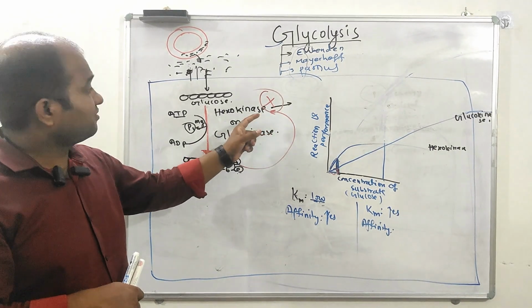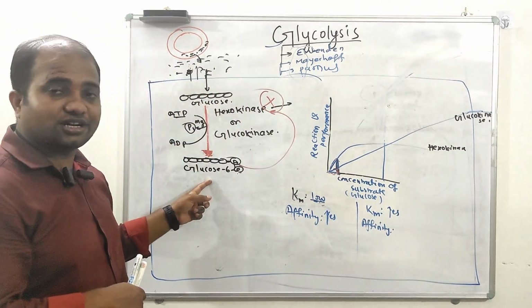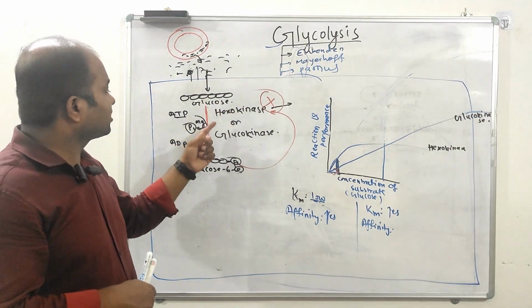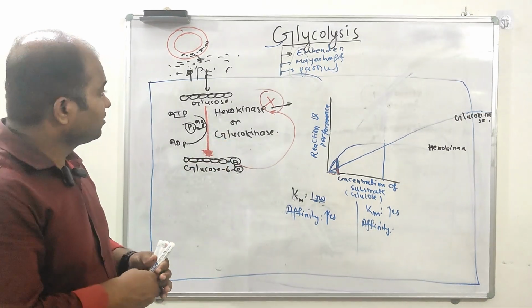But what is stimulating this? Once the glucose reaches here, this hexokinase is activated and it converts, right? Or glucokinase is activated and it converts this. So if it is another cell, then hexokinase is activated. If it is in liver cells, then glucokinase is activated, right?